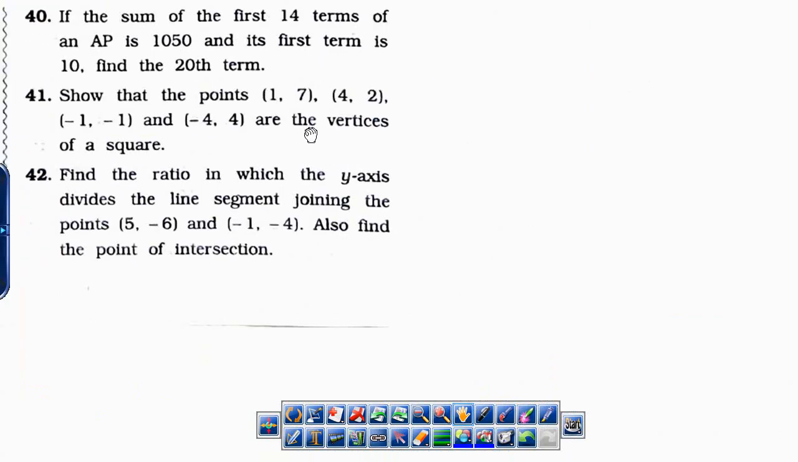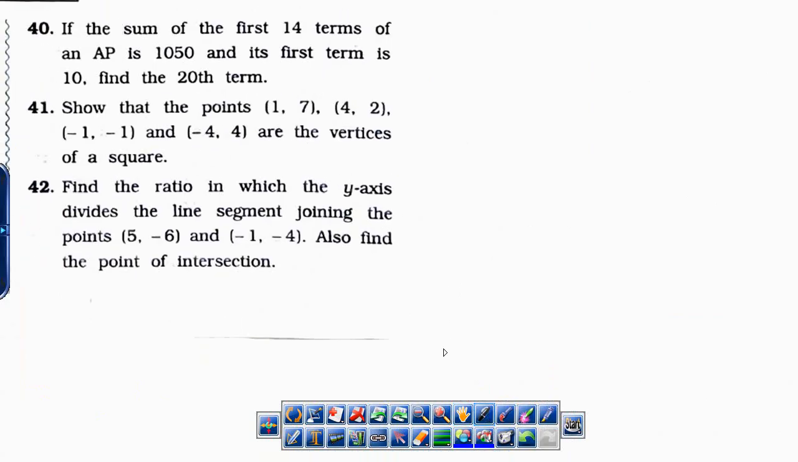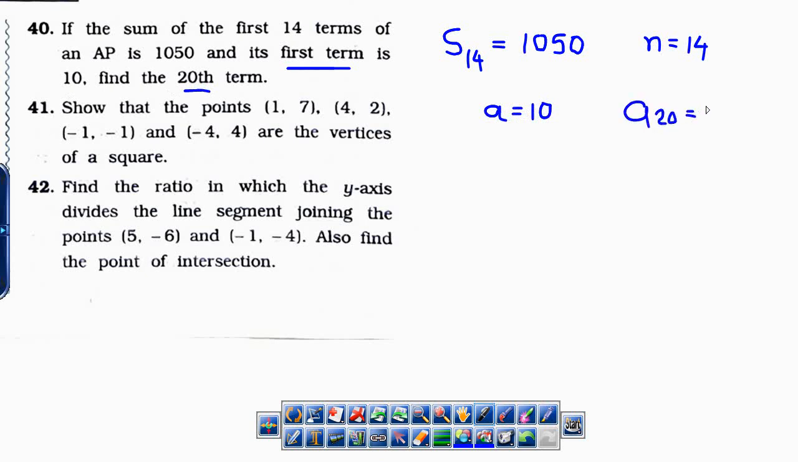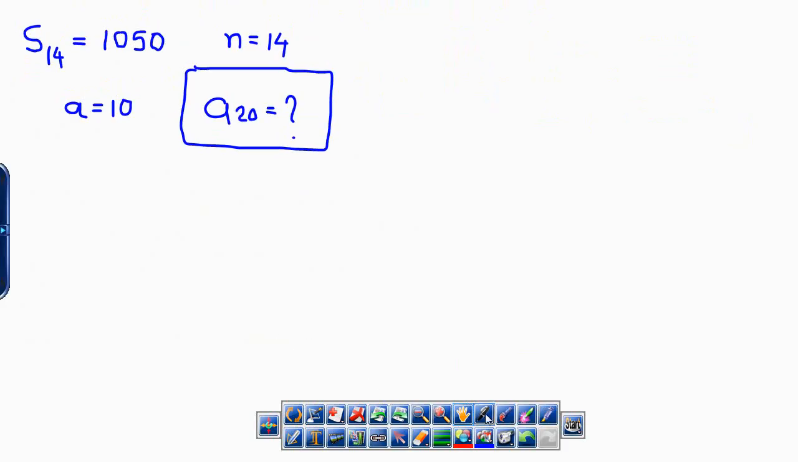If the sum of the first 14 terms of the AP is 1050, that means n is 14, which is hidden here. First term is 10, a is 10. Find the 20th term, a20, is the target. But the target a20 will not be achieved immediately. We'll have to first find d, the common difference.